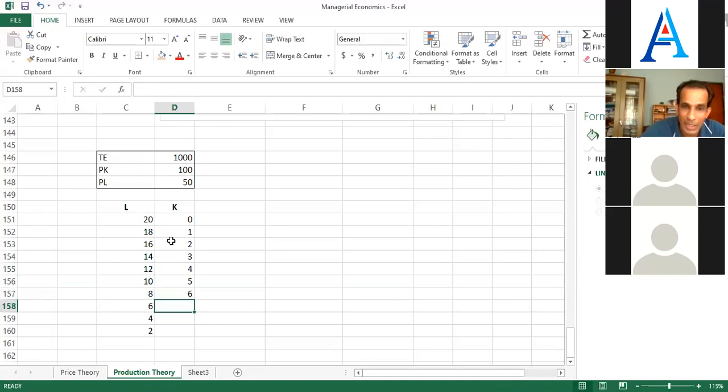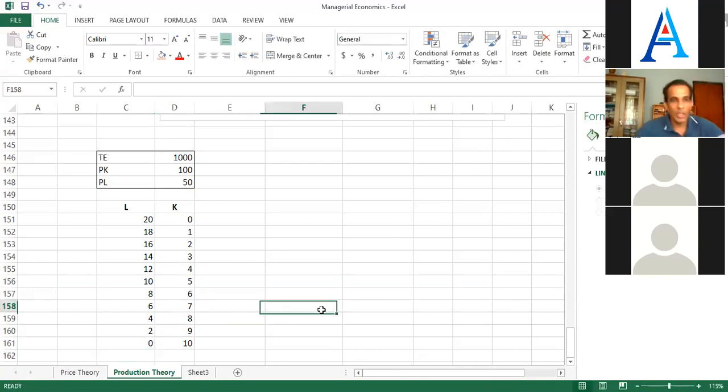So here we can see they can increase the level of capital they can use. Sorry, here we have to increase.